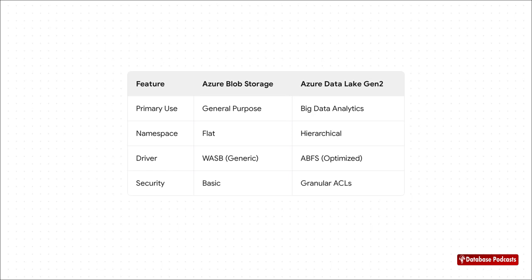This table really sums it up. Blob storage is fantastic for general-purpose files, but Data Lake Gen 2 is built from the ground up specifically for big data analytics. It's got that hierarchical namespace, it's got an optimized driver for analytics, and its security controls are way more granular. It's the right tool for the job.